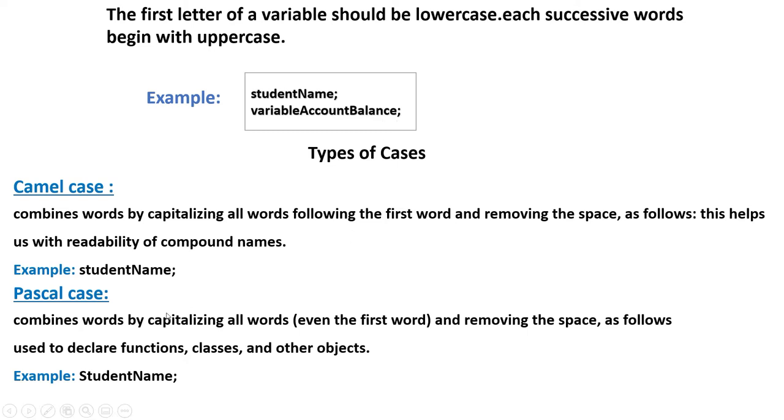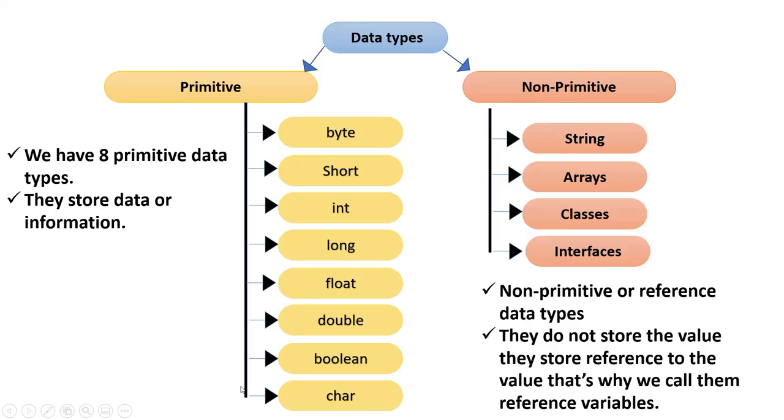The other case is Pascal case. It combines words by capitalizing all the words, even the first word. Let's see an example, StudentName. S is uppercase, N is uppercase. This is used to declare functions, classes, and other objects.